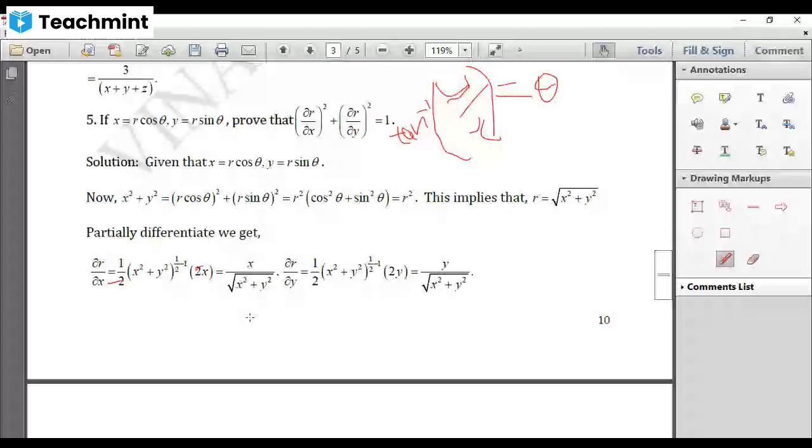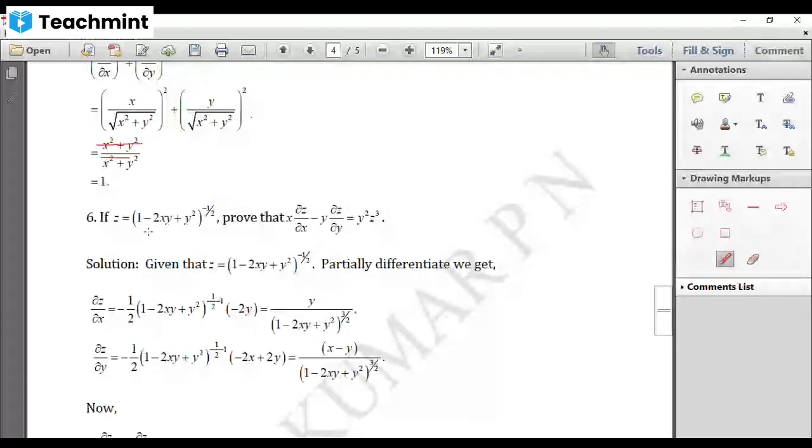Okay. Now, after this, they have given one more problem. Z equal to this, and we need to show that x into dou z by dou x minus y into dou z by dou y is equal to this. As usual, we have to find dou z by dou x and dou z by dou y. So partially differentiate with respect to x and y.